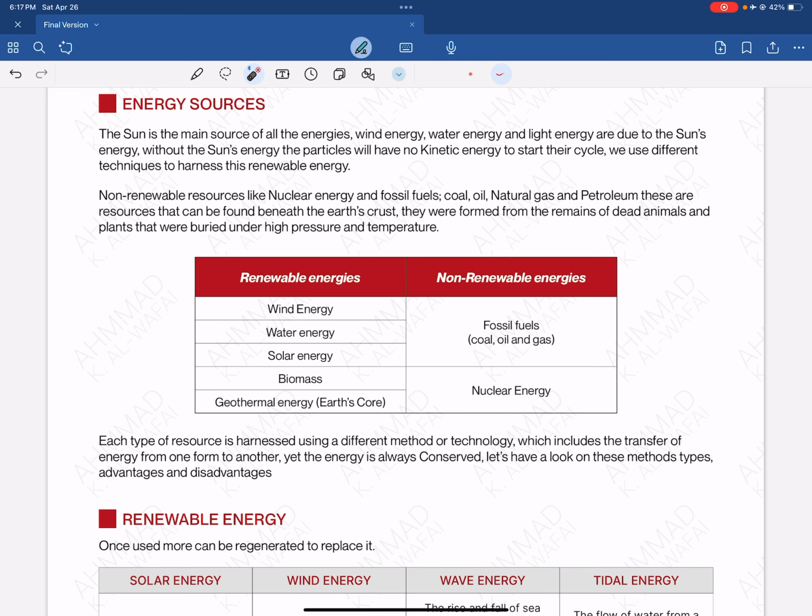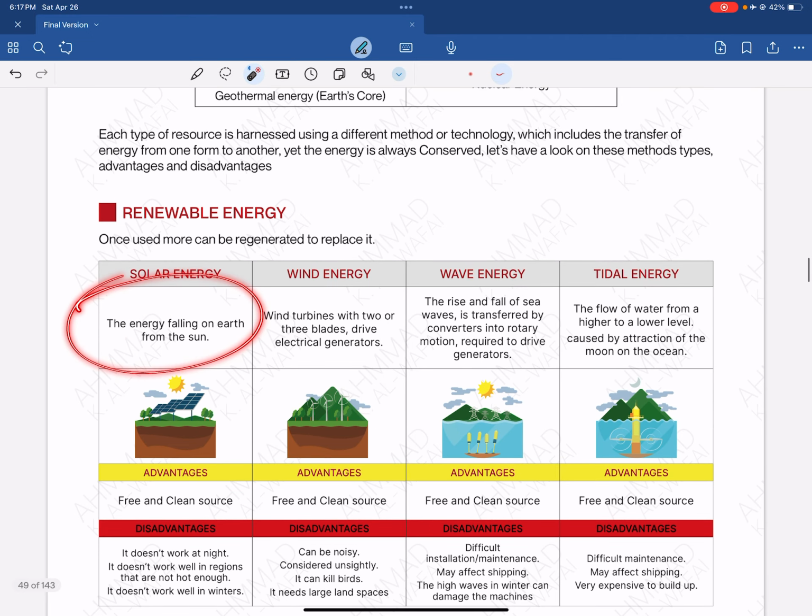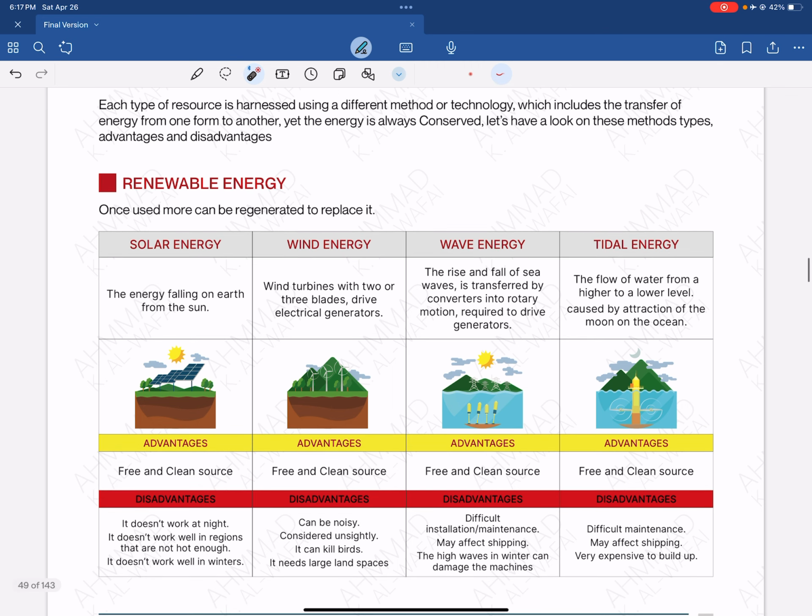Okay, so let's go through these. So solar energy is the energy that you can capture from the sun. It's got the advantage that it is a free and clean source. Some of the disadvantages that you can see: it doesn't work at night, doesn't work well in regions not hot enough to get the energy, doesn't work well in winters. It's only available in the morning basically.